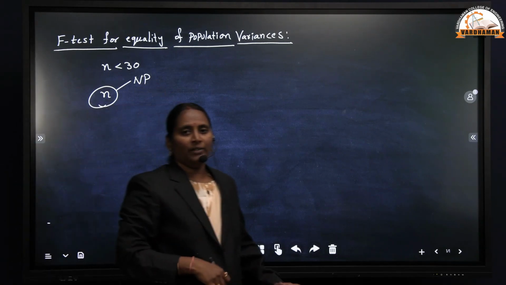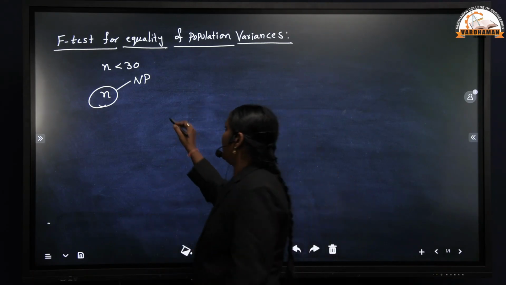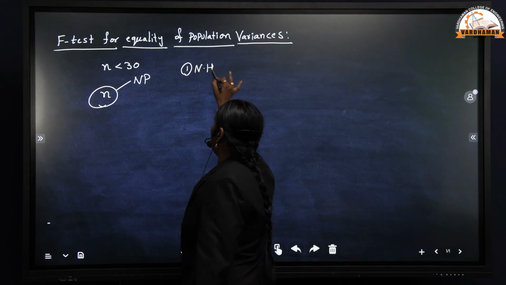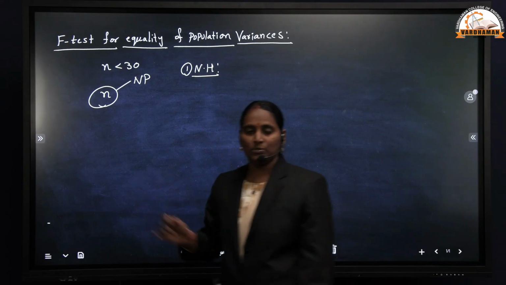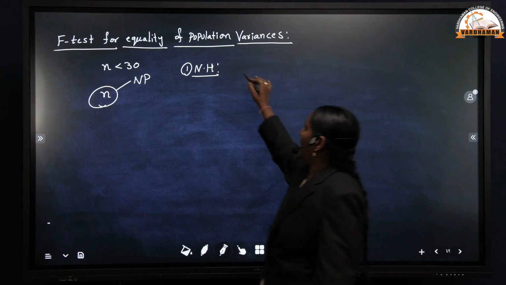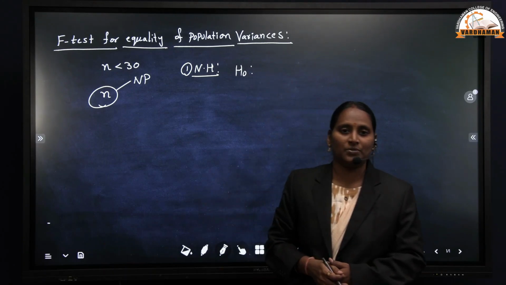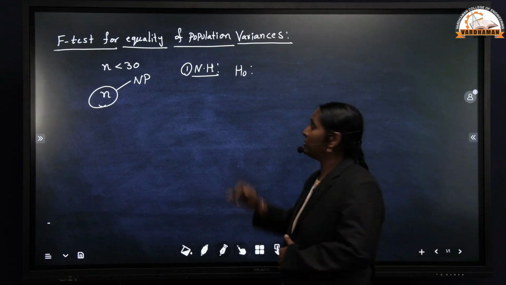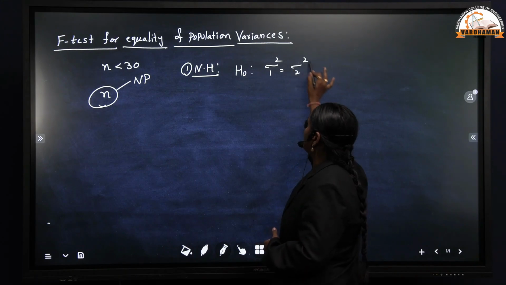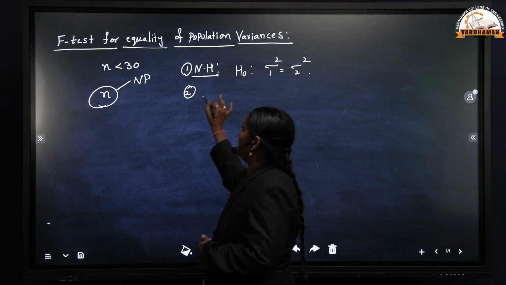Whenever we check the equality of population variances, as usual, we have a 5-step process. The first step is the null hypothesis. The statement of no difference is called the null hypothesis and it is denoted by H naught. We are going to verify that there is no significant difference between the two population variances. So we define H naught: sigma 1 square is equal to sigma 2 square.